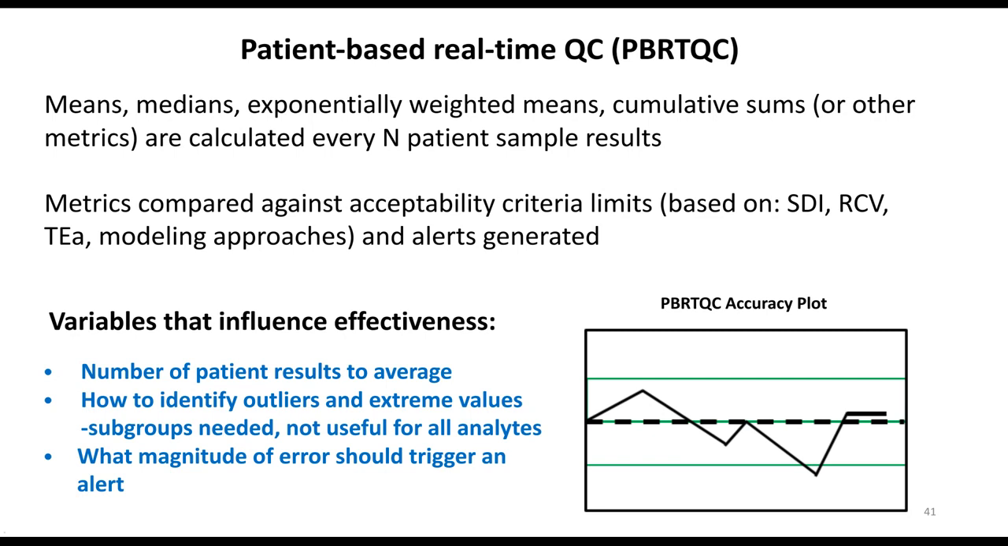Another variable is the magnitude of error that will be used to trigger an alert. So all of these variables need to be optimized through trial and error and simulations. So that can make it technically challenging, but the good news is that there are manufacturer tools available and different software tools available to help you optimize these type of variables.